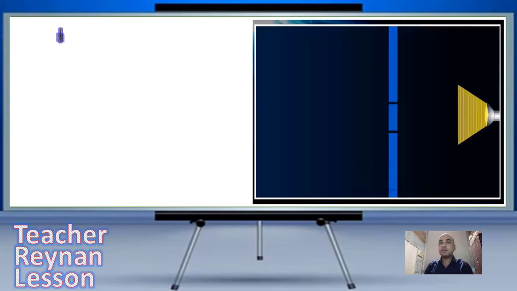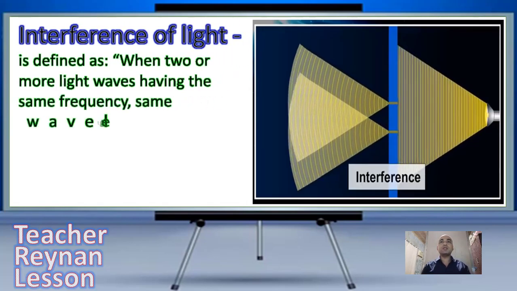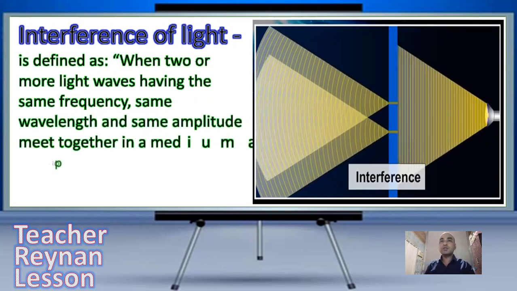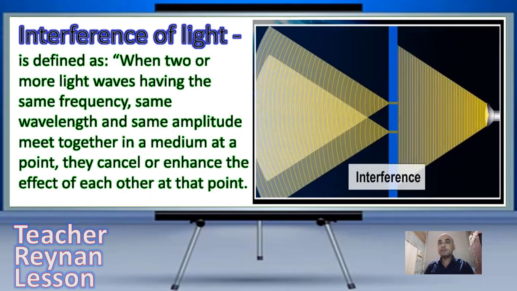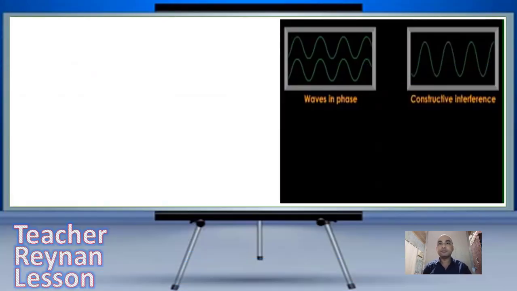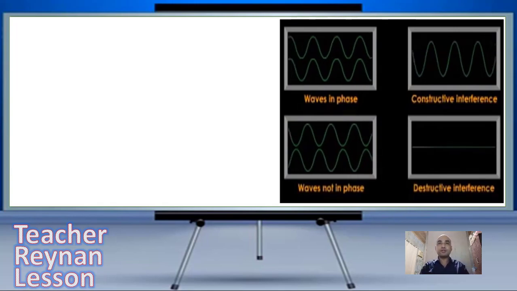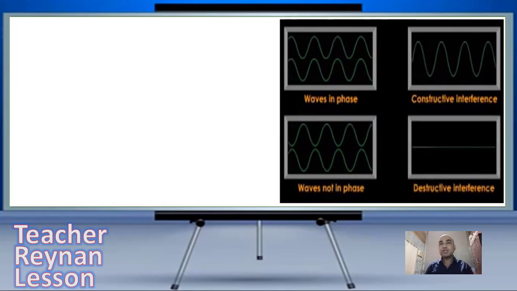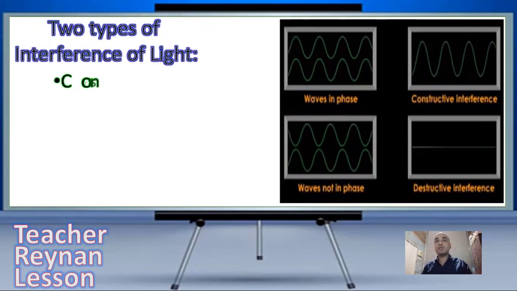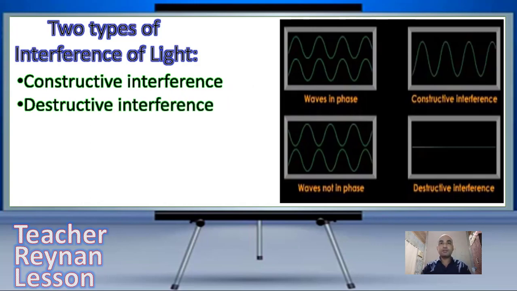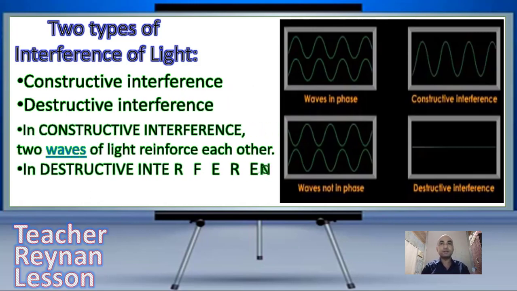Third, we have interference. It is defined when two or more light waves having the same frequency, same wavelength, and same amplitude meet together in a medium at a point. They cancel or enhance the effect of each other at that point. There are two types of interference of light: constructive interference and destructive interference. In constructive interference, two waves of light reinforce each other. In destructive interference, two waves cancel the effects of each other.